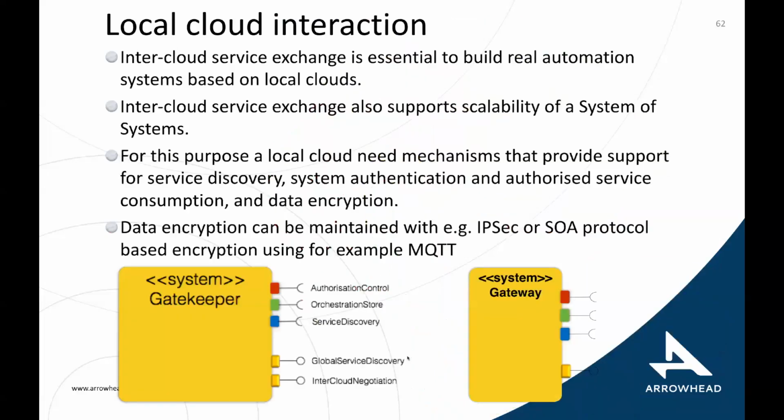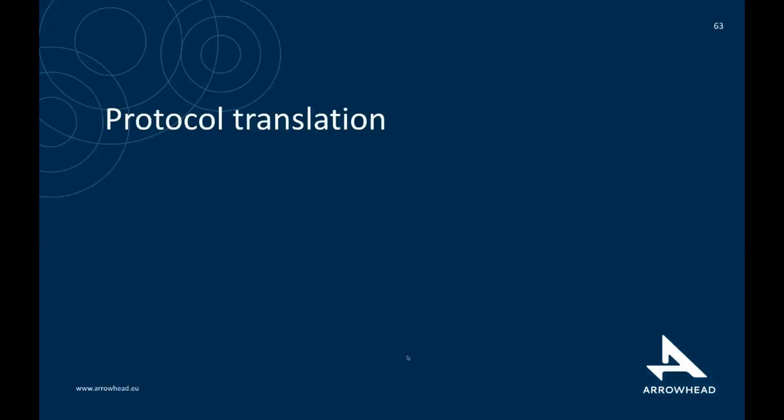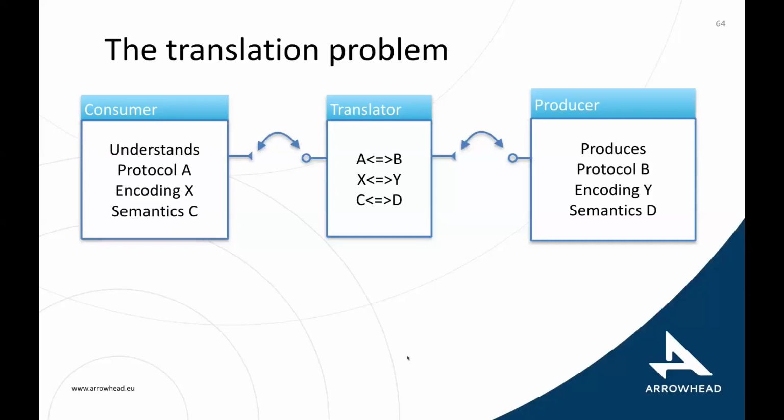Yeah, so this is some more on the local cloud and the gatekeeper gateway. We also have this protocol translation, where a consumer understands protocol A and the producer understands a protocol B. They have different encoding and different semantics, where we would like to translate between these. To translate the protocol and the encoding can readily be done, but semantics is a problematic part still.